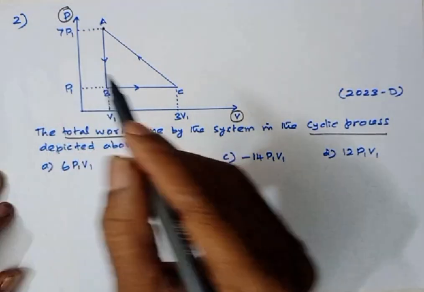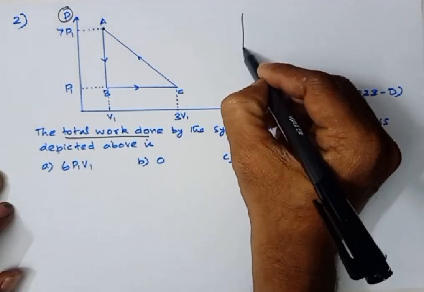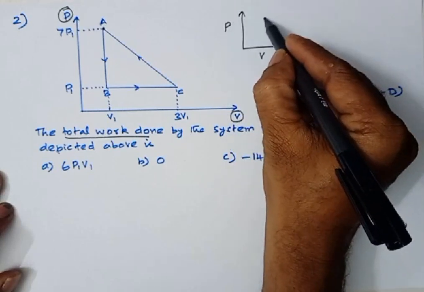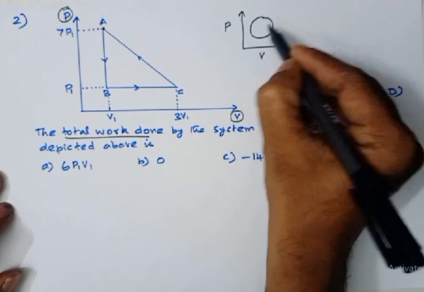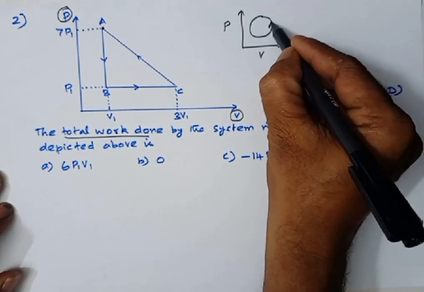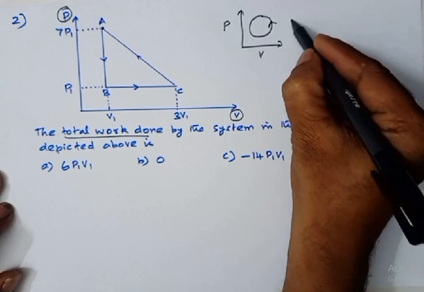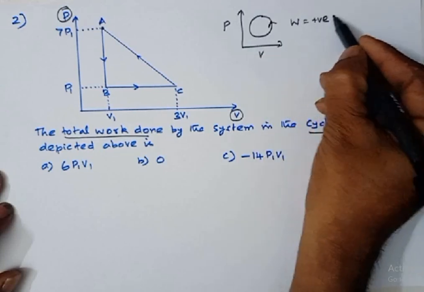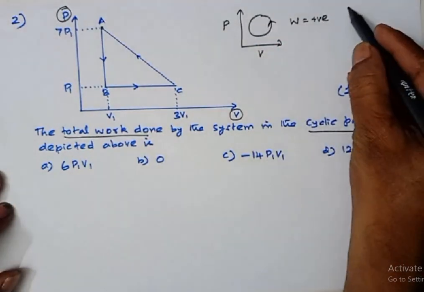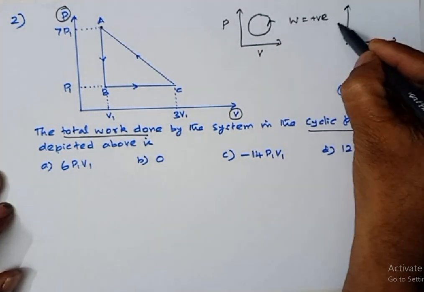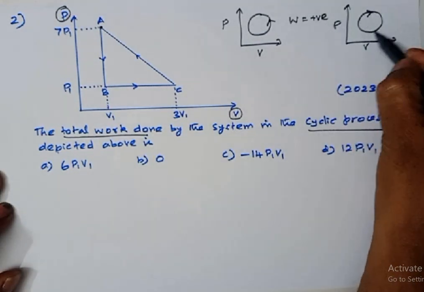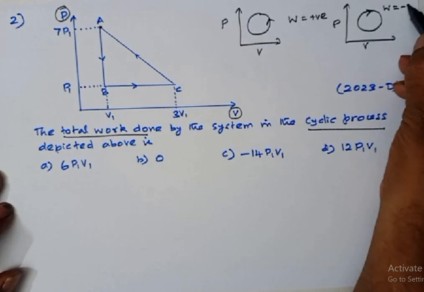Remember, in a PV diagram, if a process occurs in a cyclic manner, and if the cycle goes in the anti-clockwise direction, then work done by the system is positive. In the PV diagram, if a cyclic process occurs in the clockwise direction, then work done in this case should be negative.